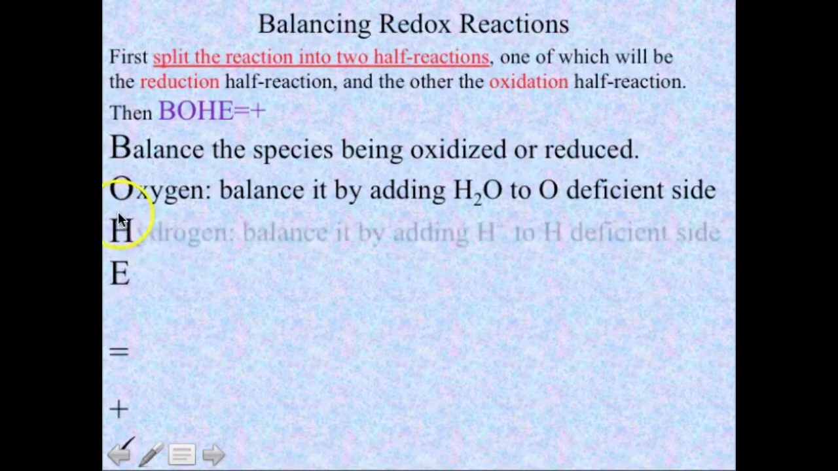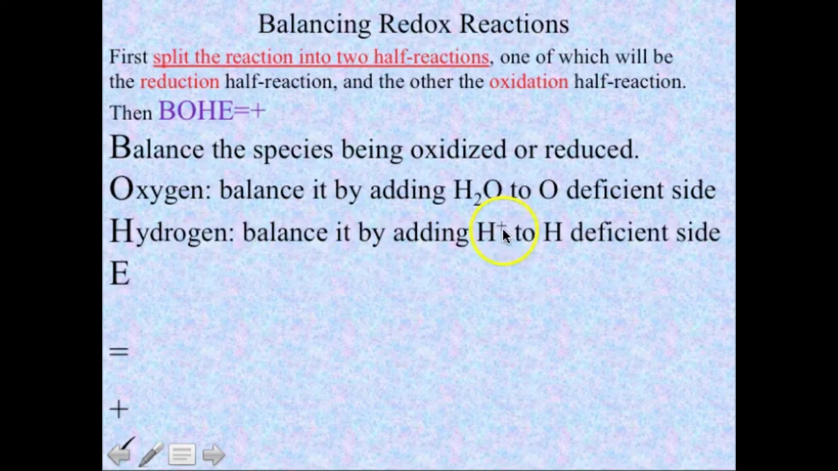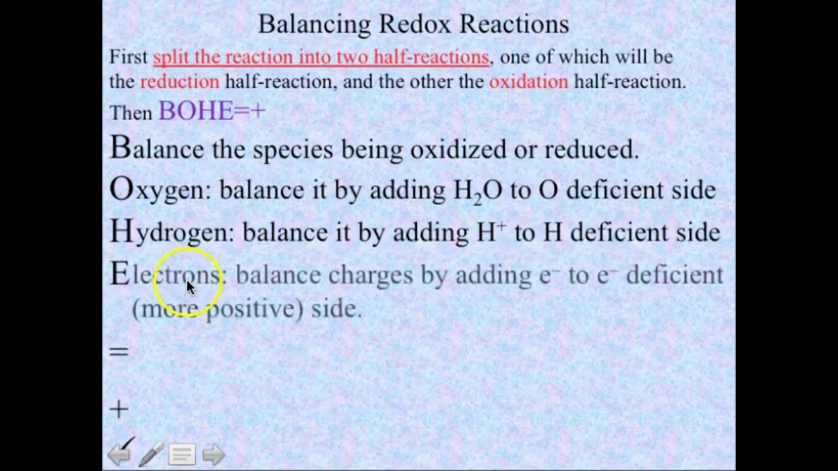Third, for the H, that refers to hydrogen. Balance it by adding H+ to the hydrogen deficient side. And the E refers to electrons. Balance the charges by adding electrons to the electron deficient or more positive side.